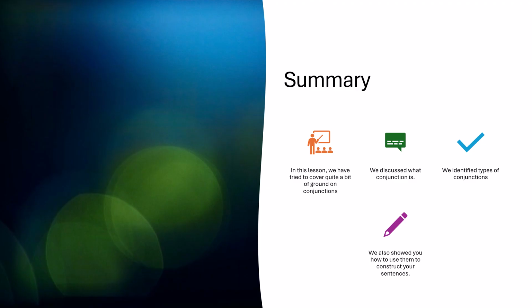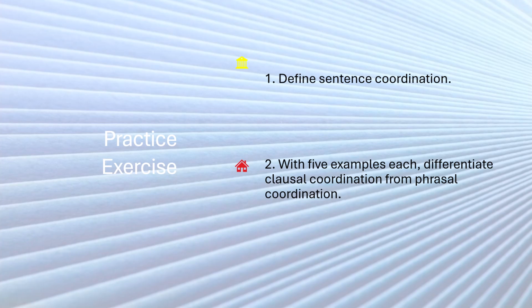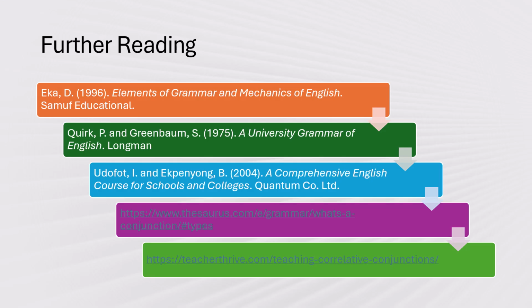So in summary, in this lesson we have tried to cover quite a bit of ground on conjunctions. We discussed what a conjunction is, we identified types of conjunctions, and we also showed you how to use them to construct your sentences. So you can look at some examples and then try to use them to practice. So these are things that you can use for further reading, so you can get hold of these materials and use them for your further reading.